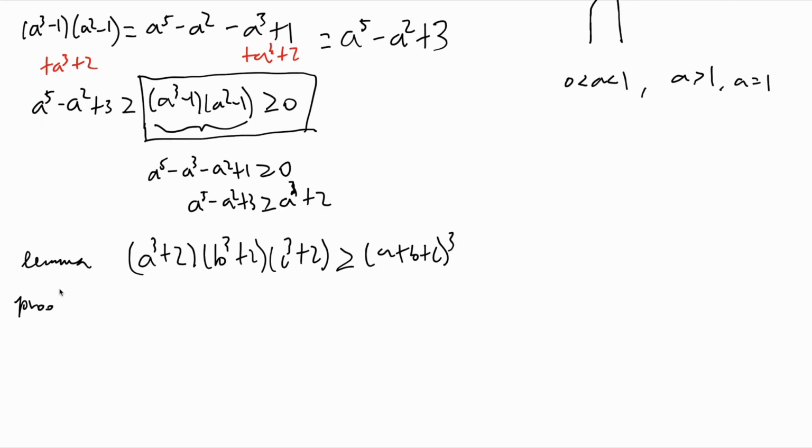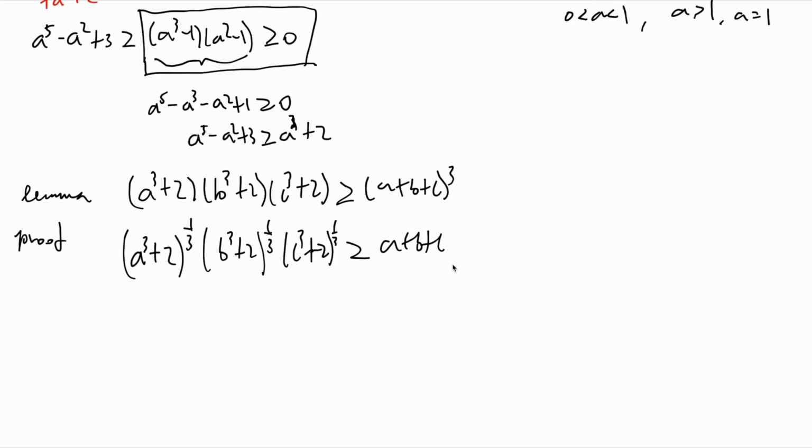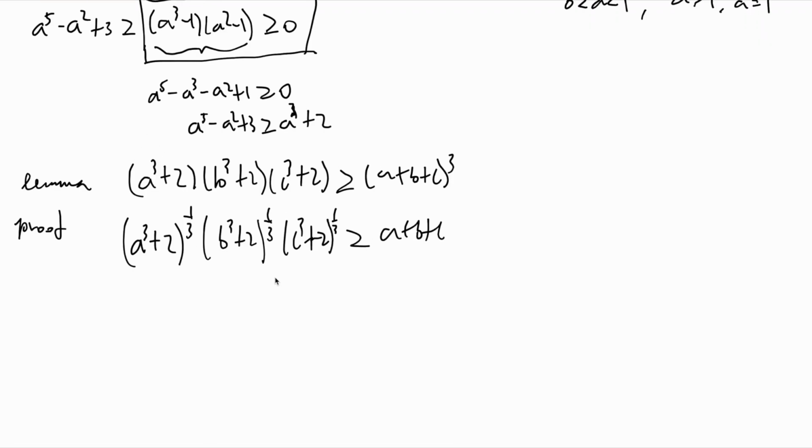And one thing that I think we can do is, because we see cube right here, why don't we cube root everything, because we know that a, b, and c are positive numbers. So cube root of that, I don't want to use the root sign, a cubed plus 2 times b cubed plus 2 times c cubed plus 2 to the power of 1 over 3 is greater than or equal to a plus b plus c. If we could only prove this, then we can prove our inequality above.